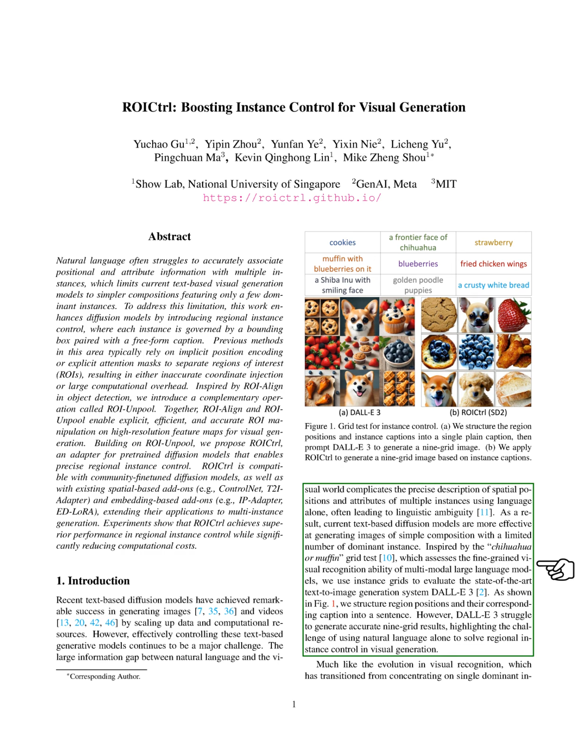To evaluate the capabilities of the leading text-to-image generation system, DALL-E3, we employ instance grids inspired by the Chihuahua or Muffin test, which assesses visual recognition in multimodal language models. We organize region positions and their captions into structured sentences. Our findings reveal that DALL-E3 struggles with generating accurate results in a 9-grid format, underscoring the limitations of relying solely on language for controlling visual elements.